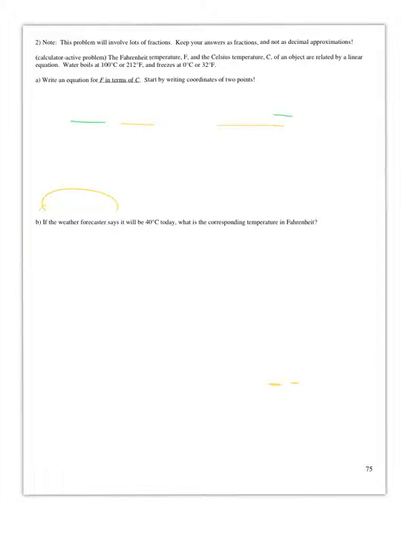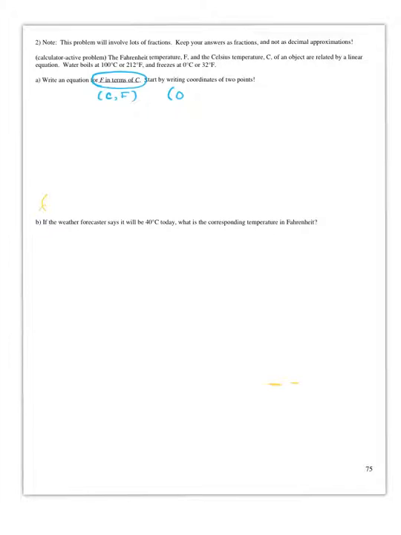Note that this problem will involve fractions. Keep your answers as fractions. The Fahrenheit temperature F and the Celsius temperature C of an object are related by a linear equation. Water boils at 100 degrees Celsius, or 212 Fahrenheit, and freezes at 0 degrees Celsius, or 32 degrees Fahrenheit. Write an equation F in terms of C.